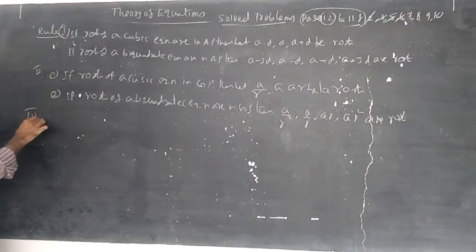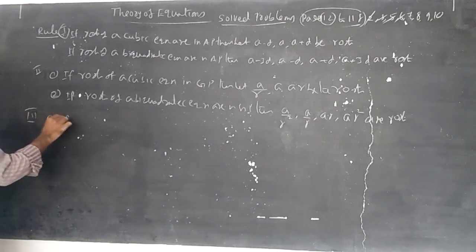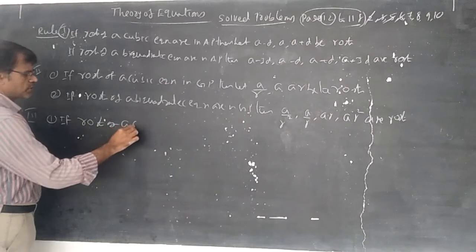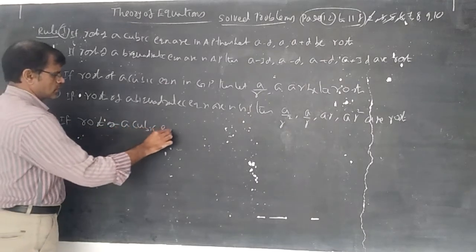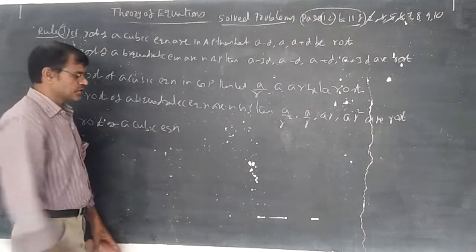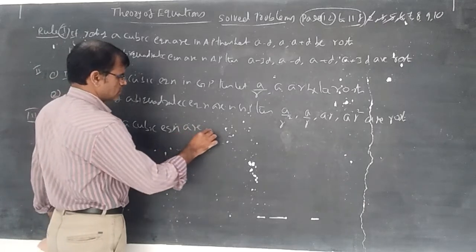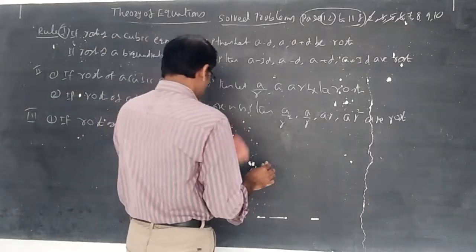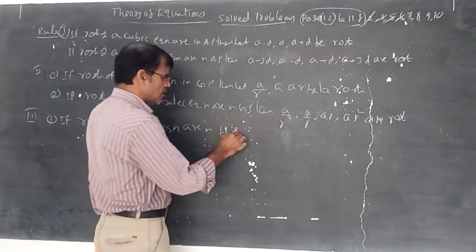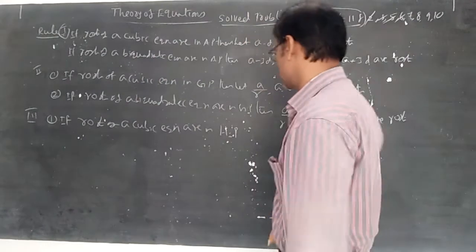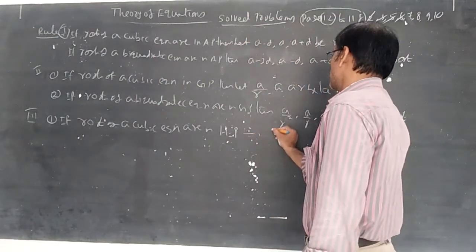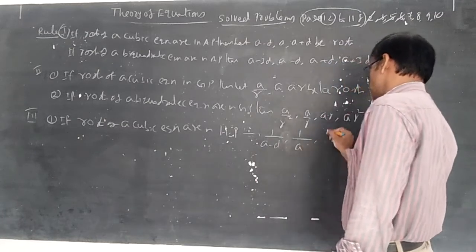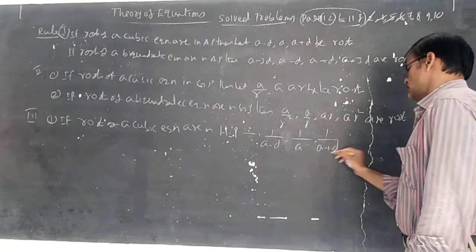Next, third one. First, if roots of a cubic equation are in AP, no, not AP, HP. If roots of a cubic equation are in harmonic progression, then 1 by a minus b, 1 by a, 1 by a plus b are roots.